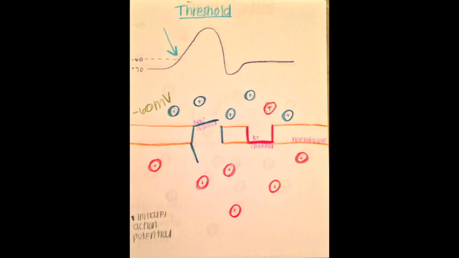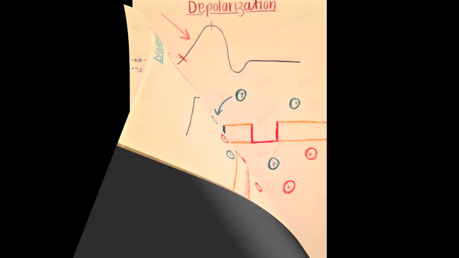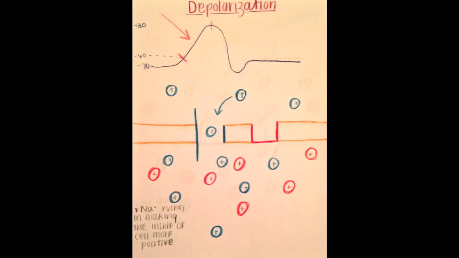The second part of action potential is threshold. This is where the action potential begins and the sodium gates begin to open. After threshold occurs, depolarization begins. In this phase, the sodium gates open completely and the sodium rushes into the cell. This is called an influx. The potassium gates remain closed and the cell becomes more positive, which is called an overshoot.